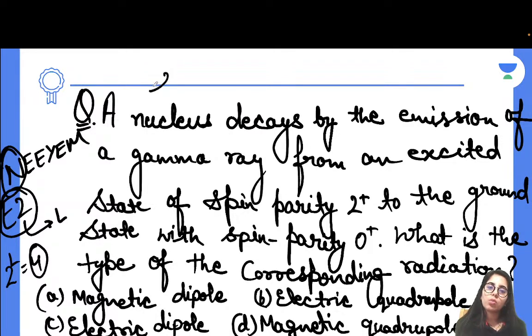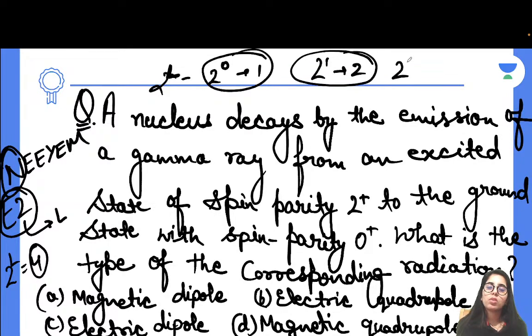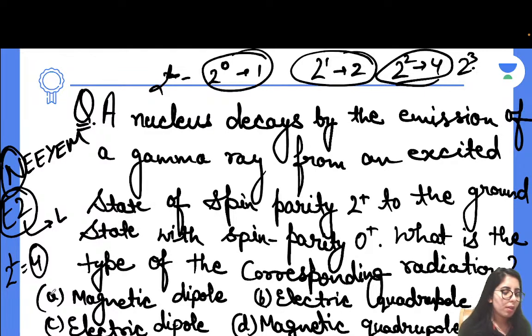So depending on 2 to the power L, if L is 0, it gives you 1, which is monopole. L equal to 1 gives you 2, that is dipole. L equal to 2 gives you 4, which is quadrupole. And L equal to 3 gives you 8. So it keeps on going, and that's how you keep getting mono, di, quad, octo.